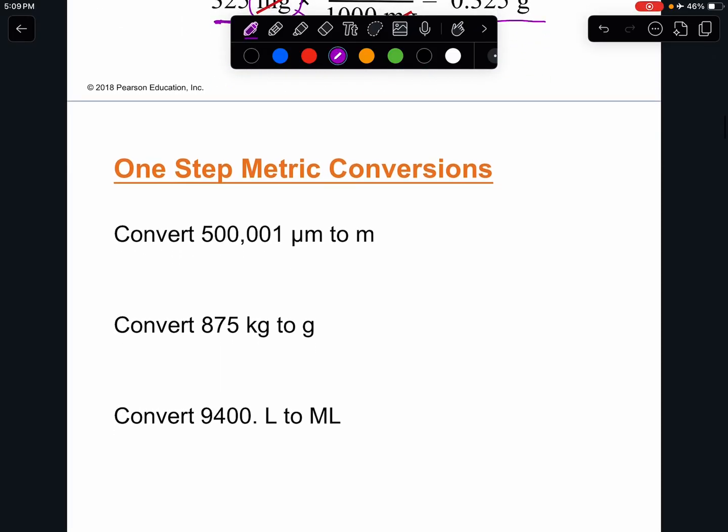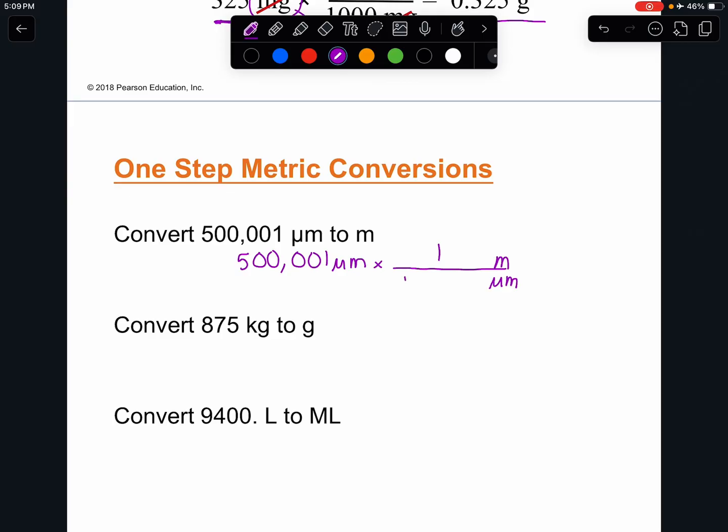I'm going to show you a couple other examples here. So let's say we are starting with 500,001, and that is micrometers. So again, that unit of micrometers goes immediately on the bottom. Whatever you start with goes on the bottom. What you're going to goes on the top. Then you fill in your numbers.